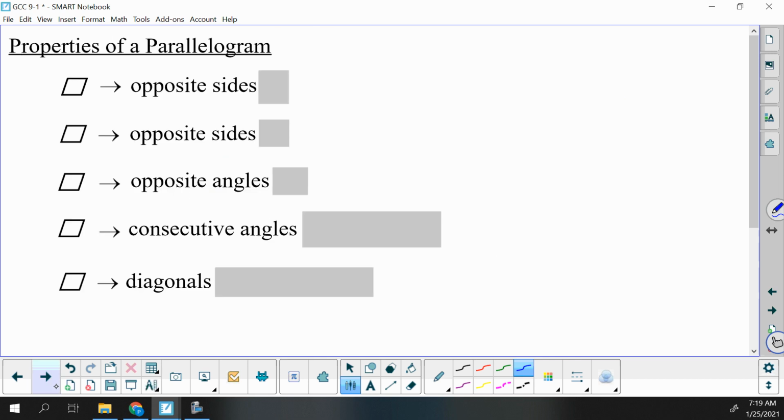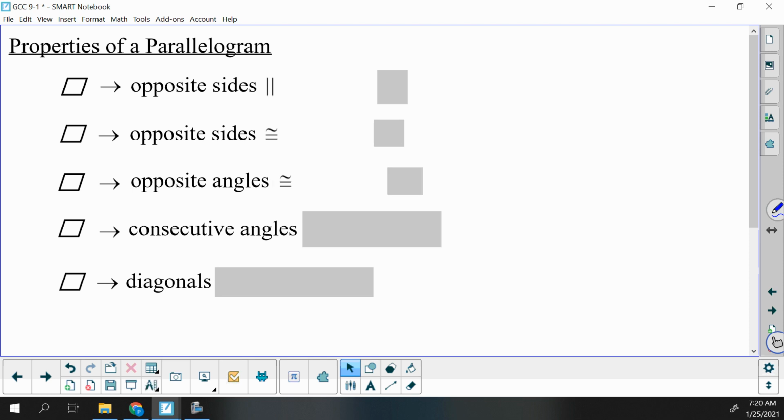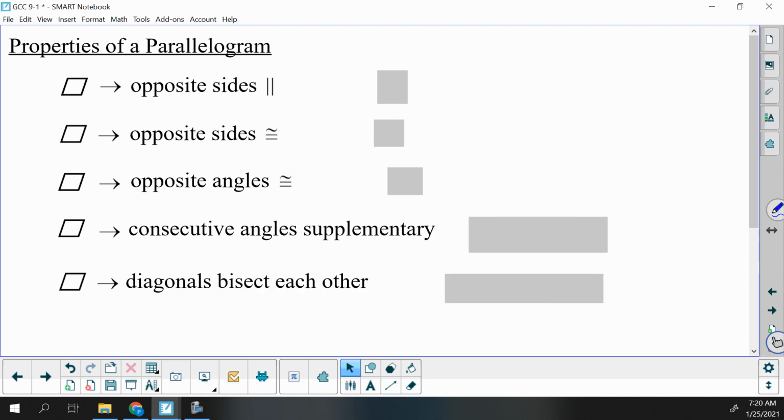So our properties of a parallelogram, again, these should be something that you're studying tonight until you have them memorized. Shouldn't take too long. So parallelogram implies opposite sides parallel. Parallelogram implies opposite sides congruent. Parallelogram implies opposite angles congruent. Parallelogram implies consecutive angles supplementary. And parallelogram implies diagonals bisect each other.